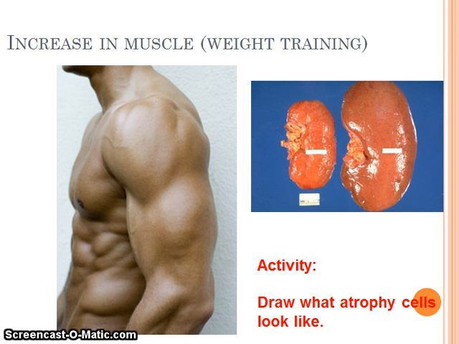One of the most common examples we have of hypertrophy is muscles. This gentleman is a weightlifter. You can see how much his muscles have gotten larger in size, so they've actually hypertrophied. This is an example of what it looks like in an organ. These are two kidneys. This is a normal kidney, and this is a hypertrophied kidney. See, it's much larger in size.